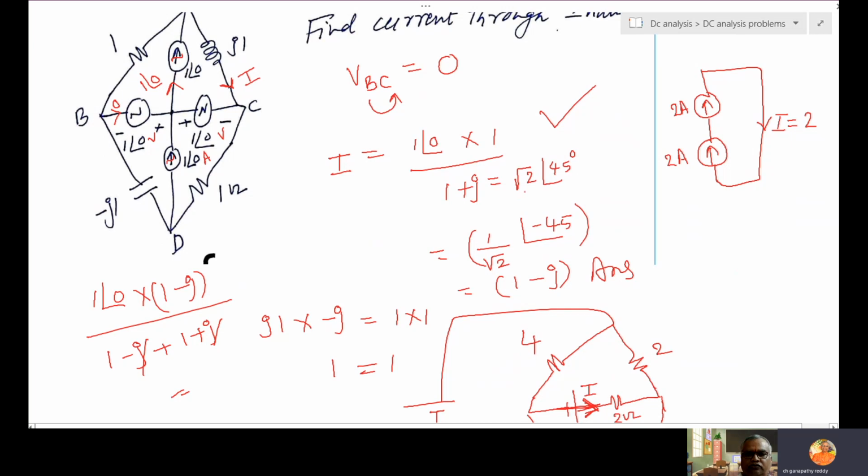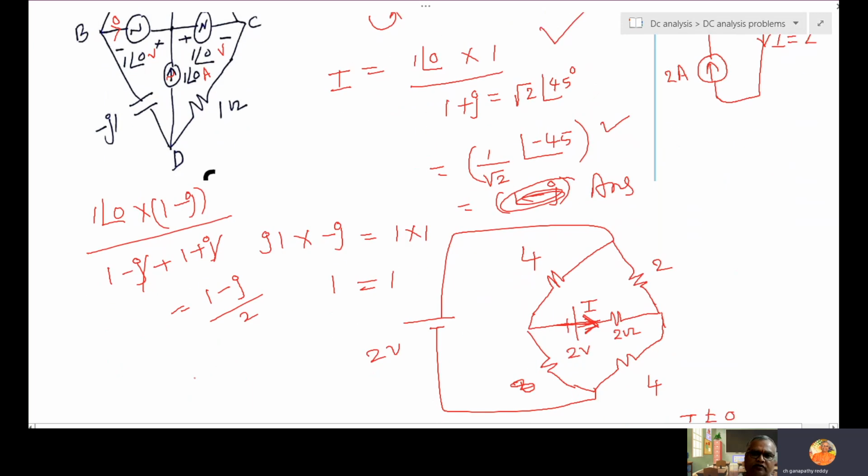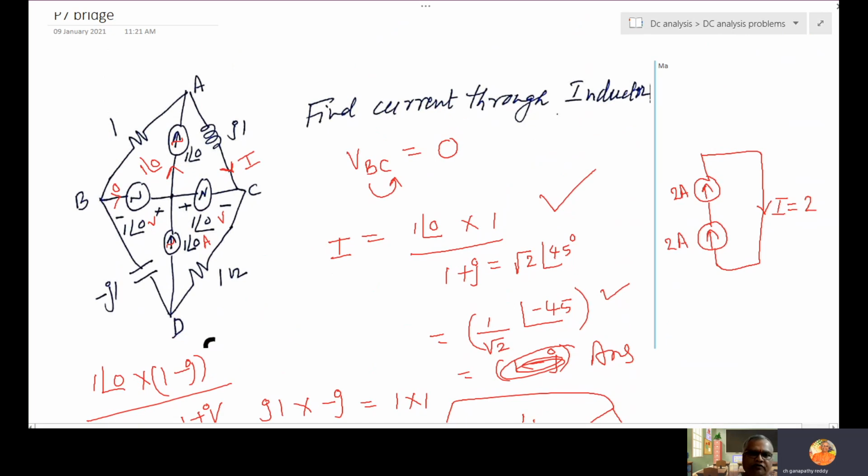1 plus j is root 2 angle 45. Yes, this is 1 by root 2 angle 45, not 1 minus. So same thing here also: 1 minus j by 1 plus 1, 2. Simplify, and you will get the same answer. This is equal to 1 by root 2 angle minus 45. So either way you can do it. This is a beautiful problem, a very confusing problem.